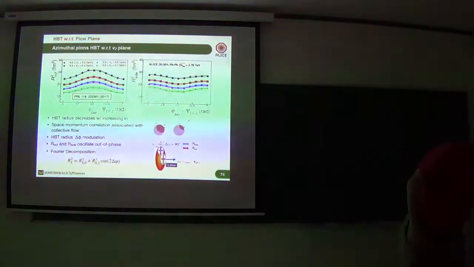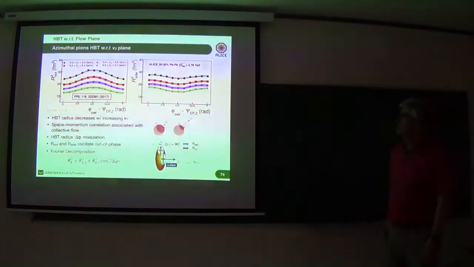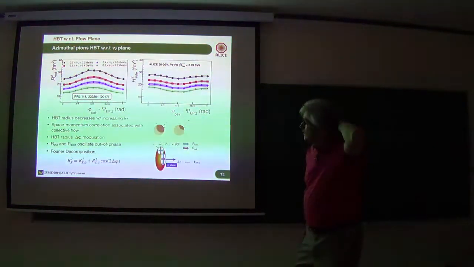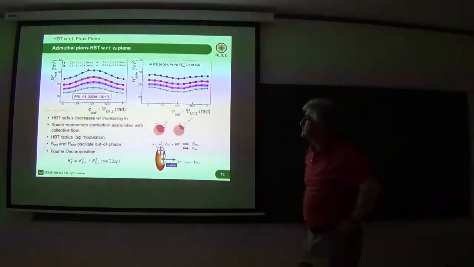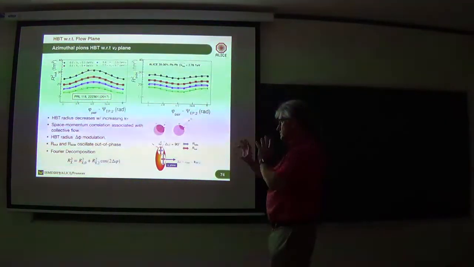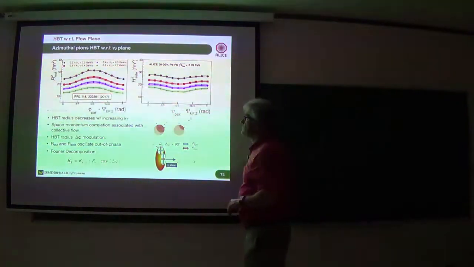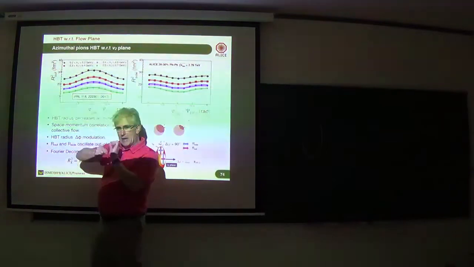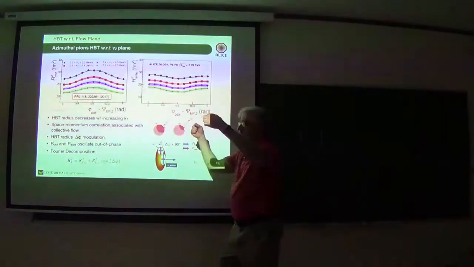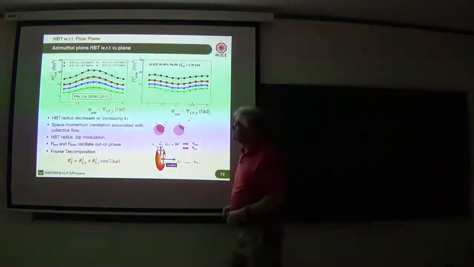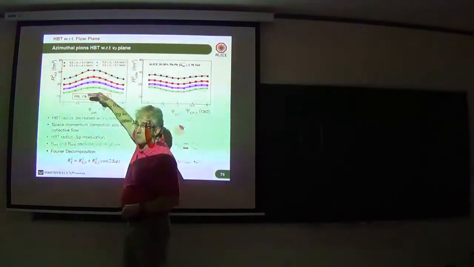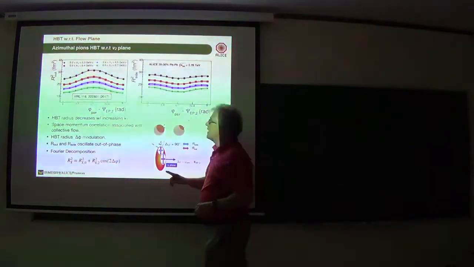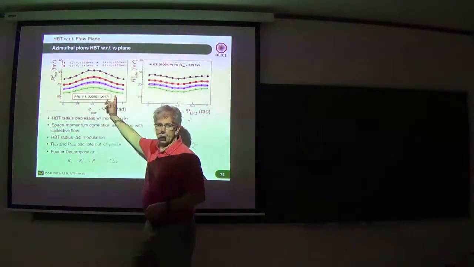So first you can do a three-dimensional analysis of the radii, the system radii. And so there's no engineering yet in this case. So this is the radius out. This is the radius side, and you can see that for different momentum ranges of the pair, there's an anisotropy, so there's a modulation.